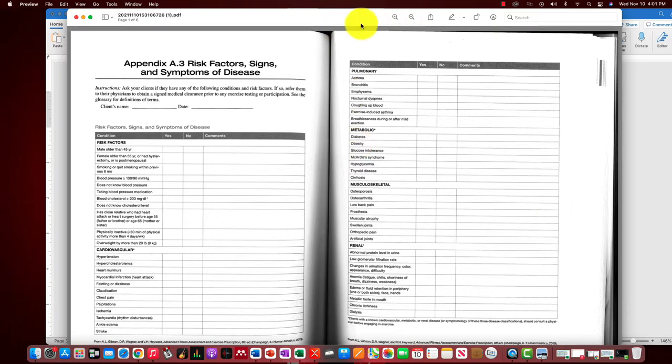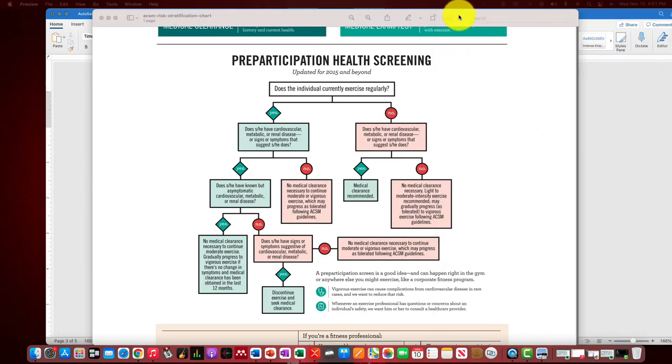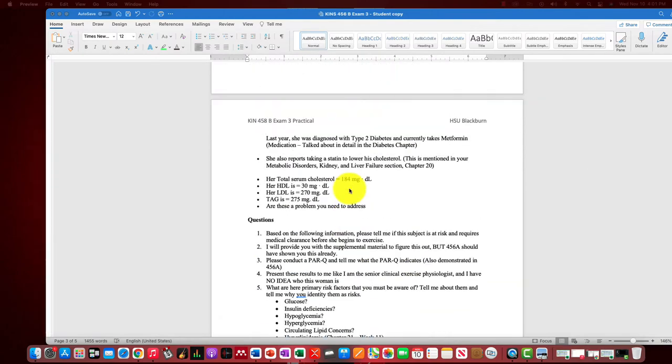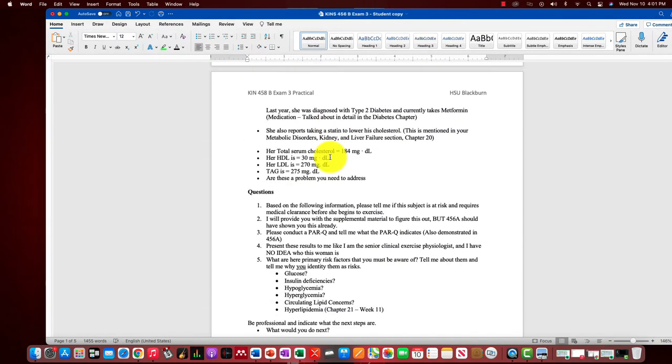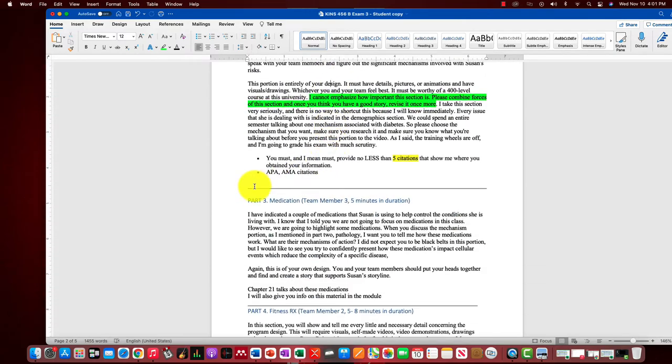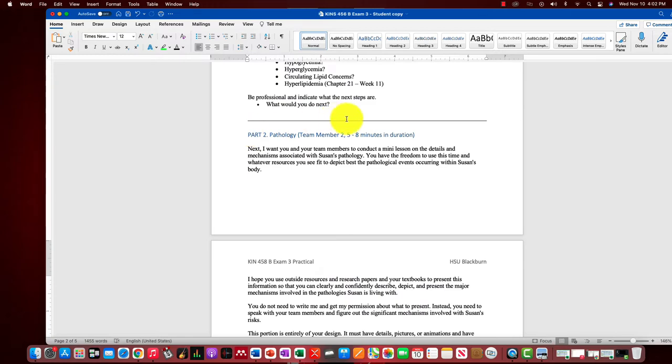So you have some freedom here to decide what is interesting to you when you present the pathology. Just make sure, one more time, that section one, demographics and pre-assessment, aligns with the story you're telling me on the pathology. They have to align.